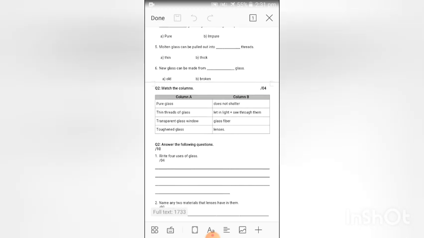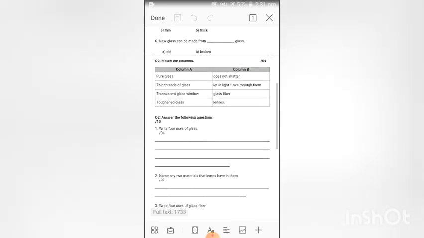Match the column. Pure glass, lenses, thin threads of glass, glass fiber, transparent glass window. Let in light plus see through them. Toughened glass does not shatter.